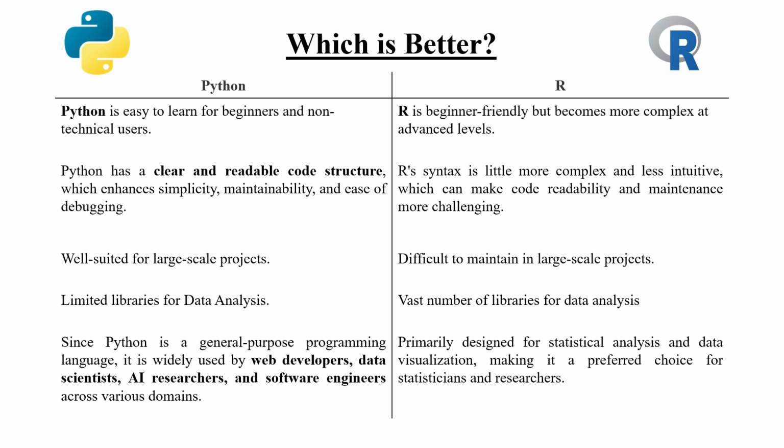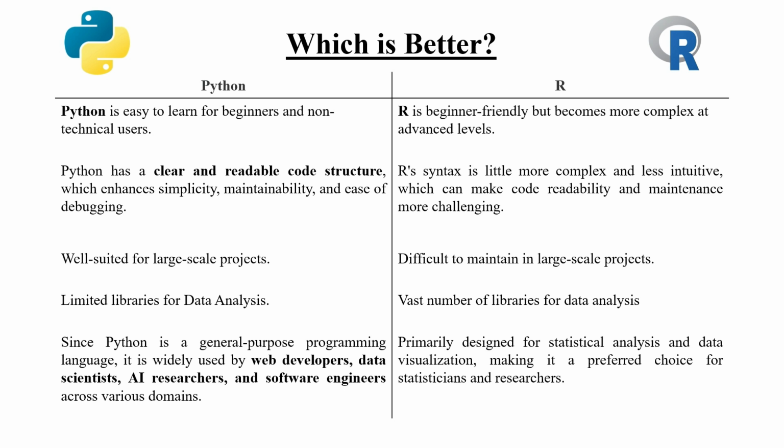Python is easy to learn for beginners and non-technical users, whereas R is beginner-friendly but becomes more complex at advanced levels. Python has a clear and readable code structure, which enhances simplicity and maintainability. R syntax is a little more complex and less intuitive, which can make code readability and maintenance more challenging.